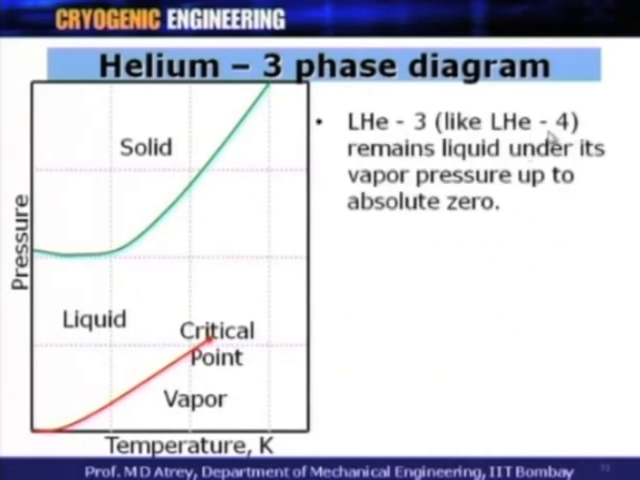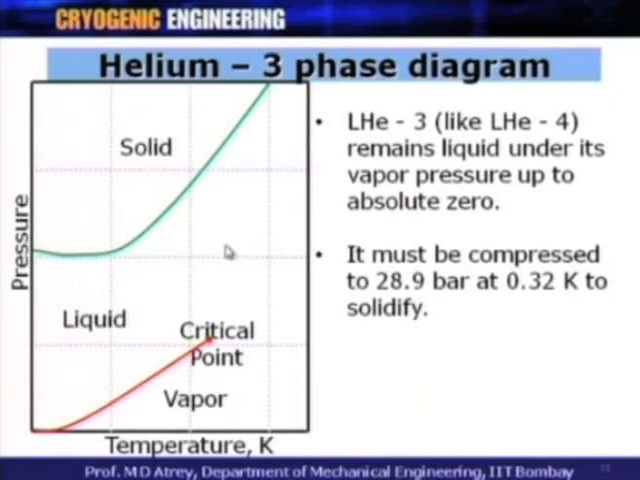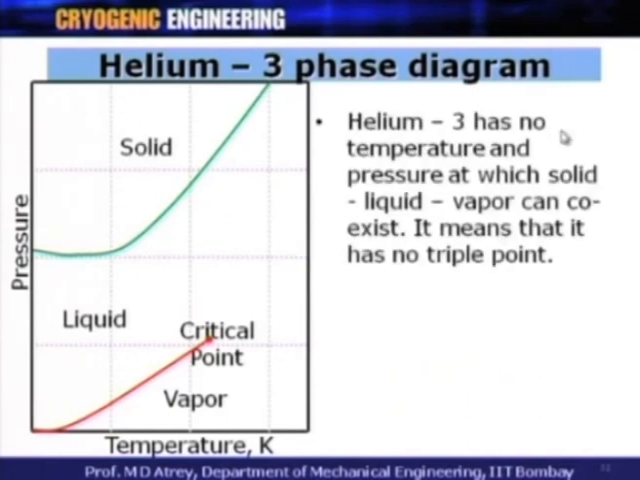Alright. Liquid helium 3, like liquid helium 4, remains liquid under its own vapor pressure up to absolute 0. It does not get solidified. It remains liquid till this point, and if I want to make it solid, I must compress it to 28.9 bar at this point at 0.32 Kelvin. Unless I do that, I will not get solid helium 3. So, meaning the same thing, helium 3 has no temperature and pressure at which solid, liquid, vapor can coexist, meaning no triple point, and as given earlier, it has to be compressed to around 28 bar if you want to get solid helium 3.